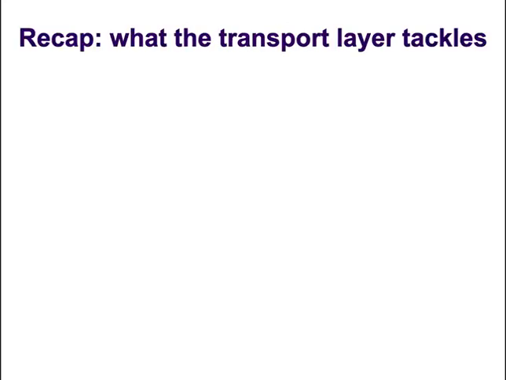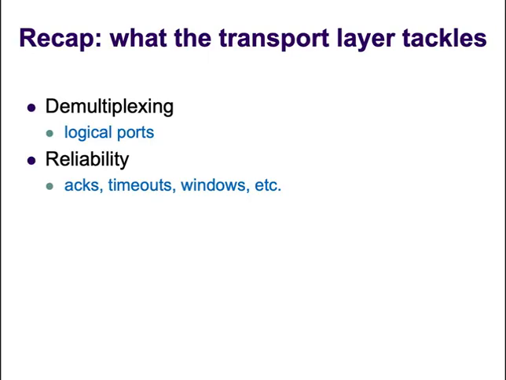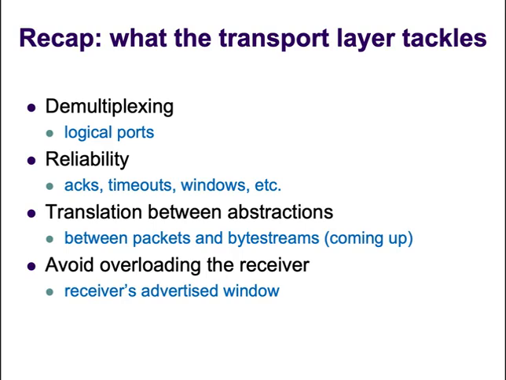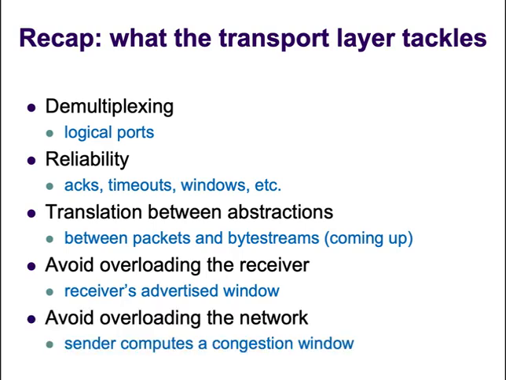Are we good? Okay. So quick recap, what the transport layer tackles: demultiplexing, which we do through logical ports; reliability, for which we have everything we talked about in our last lecture; translation between abstractions. Specifically, we're going to focus more on between packets and byte streams; avoid overloading the receiver, which we do with the receiver's advertised window; and avoid overloading the network, which we do through this congestion window. Okay. You good on that?